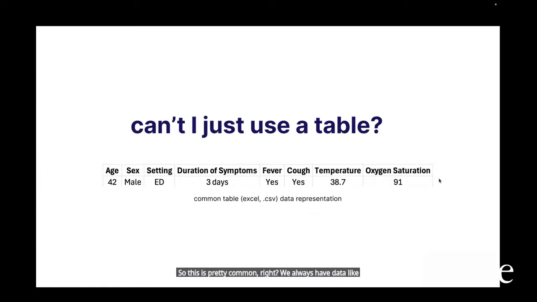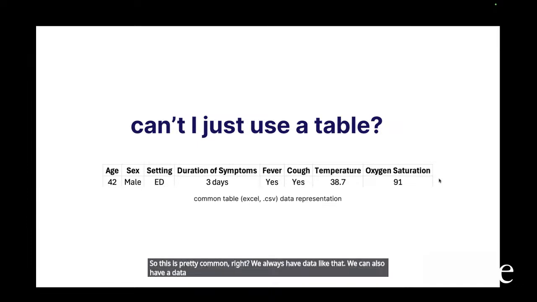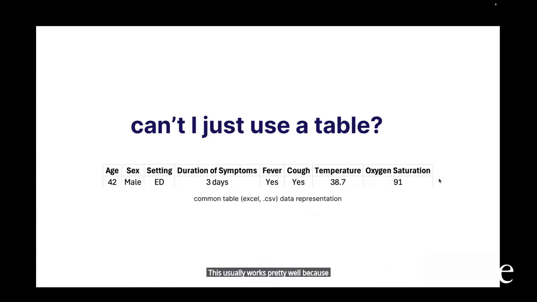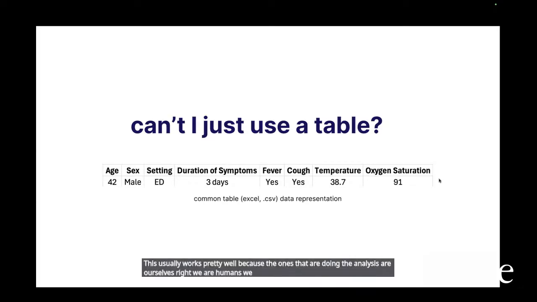We can also have a data dictionary or a code book that describes this data. This usually works pretty well because the ones that are doing the analysis are ourselves, right? We are humans, we understand these concepts, but the machine inherently doesn't, right? This is where we have a problem.